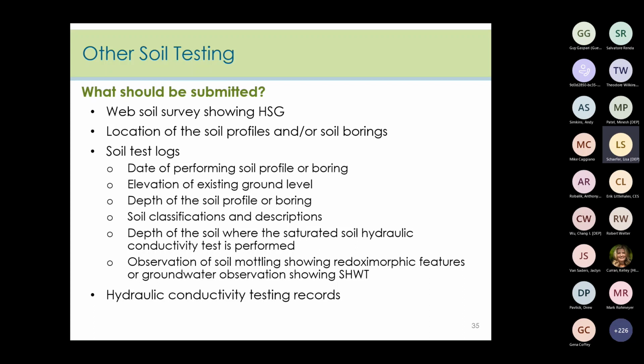Your soil classifications and descriptions, the depth of the soil where the saturated soil hydraulic conductivity test is performed, observation of soil mottling showing your redoximorphic features or groundwater observations that identify where the seasonal high water table is located, and hydraulic conductivity testing records. Of course, this should all be legible, so please check that this information is all provided.